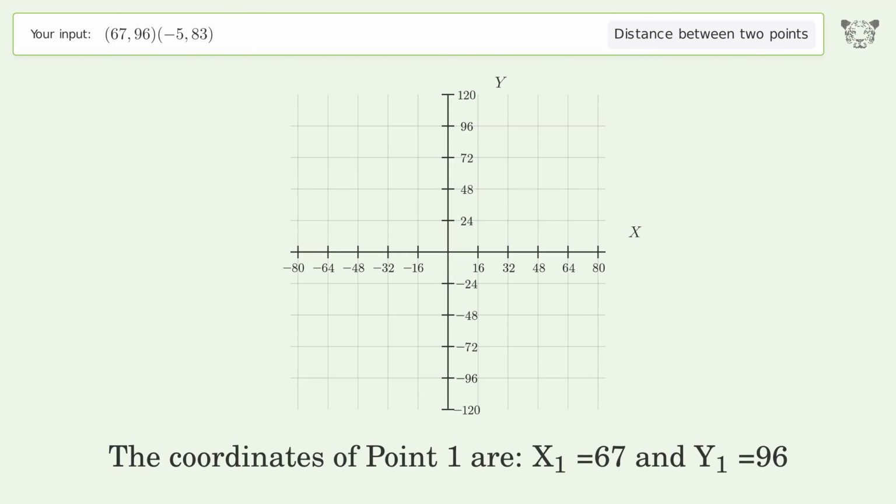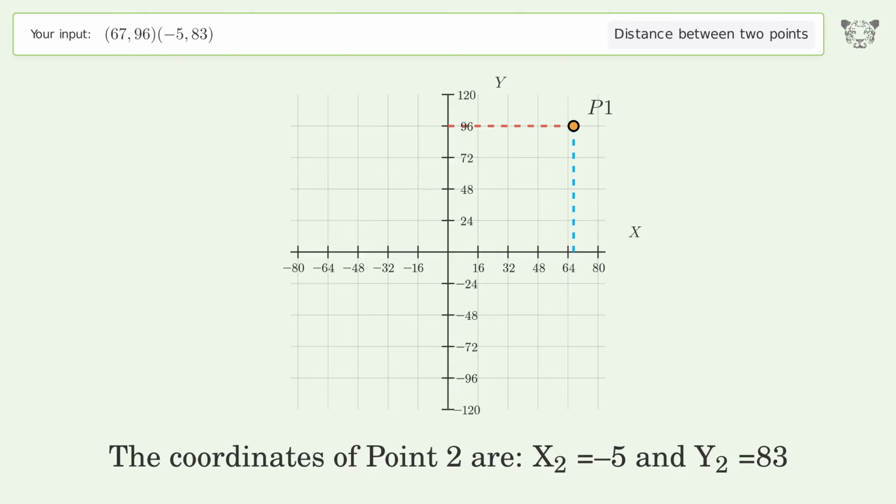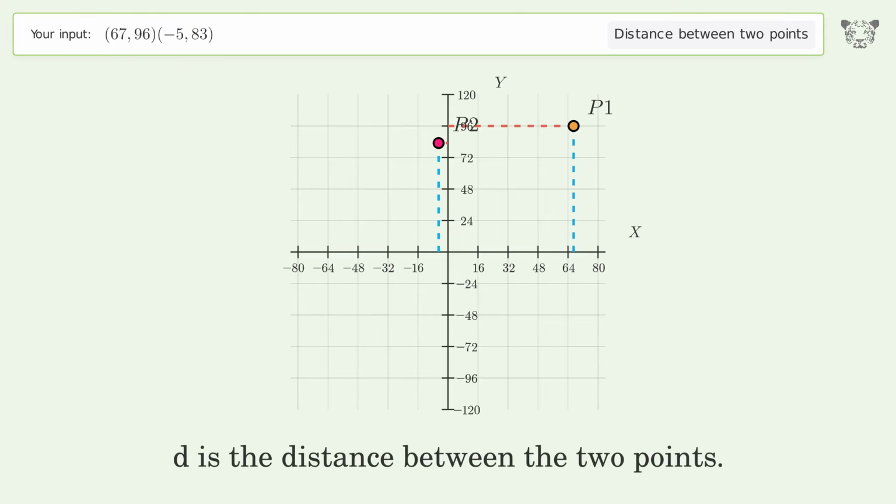The coordinates of point 1 are x1 equals 67 and y1 equals 96. The coordinates of point 2 are x2 equals -5 and y2 equals 83. D is the distance between the 2 points.